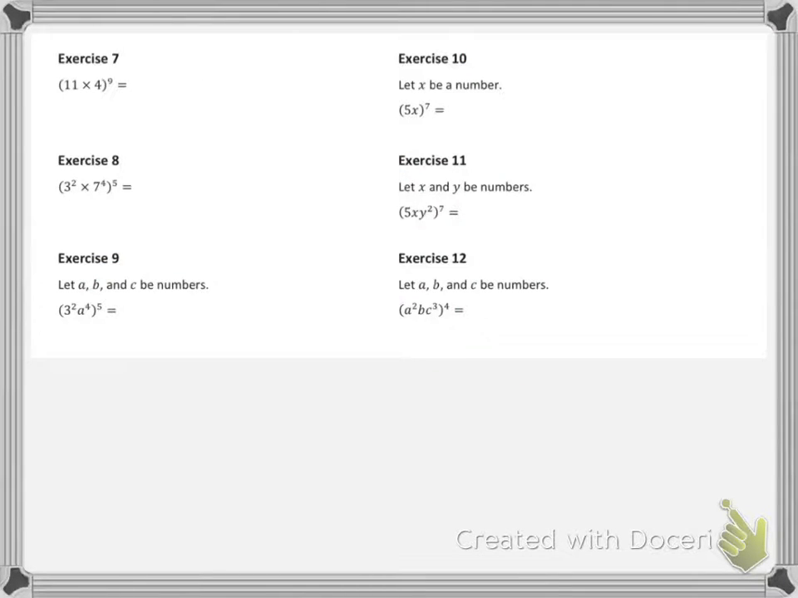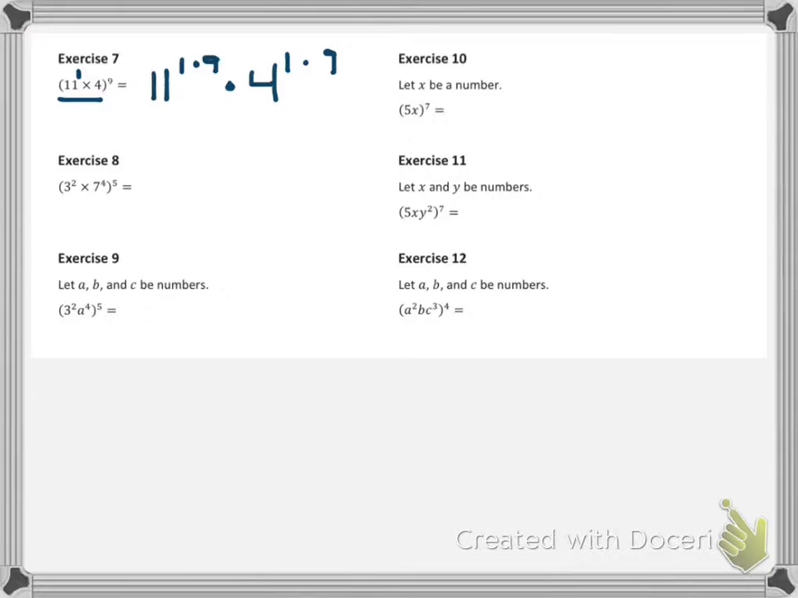Okay, so we would be able to take that information and answer the following exercises. So let's look at these. I have an expression here, 11 times 4, and that entire expression is raised to the 9th power. I can say that I have 11, the first base, raised to the 1 times 9. Now, I use the 1 because 11 to the first power is the same as 11. So we have 11 to the 1 times 9, and then times 4 to the 1 times 9. So there's the first one, exercise 7.